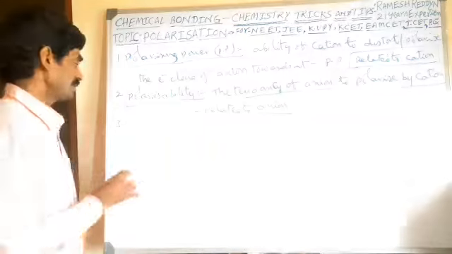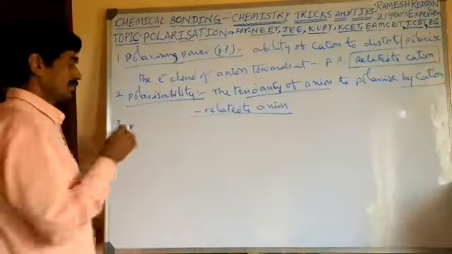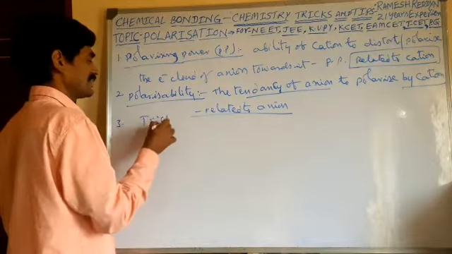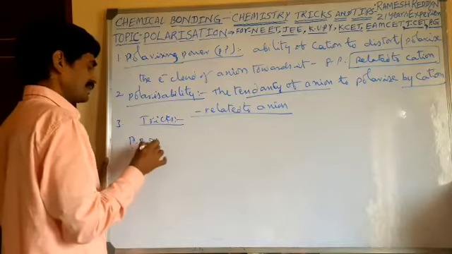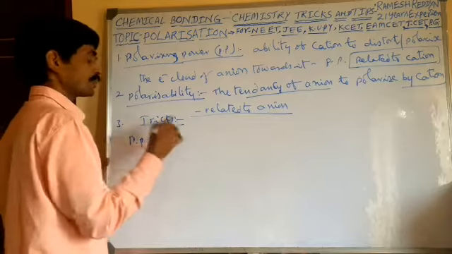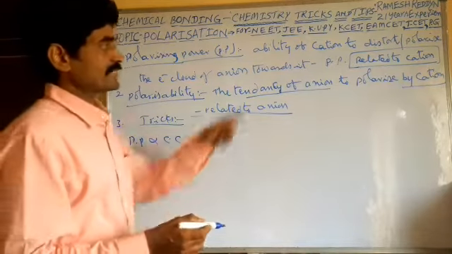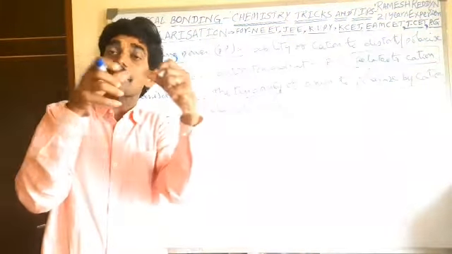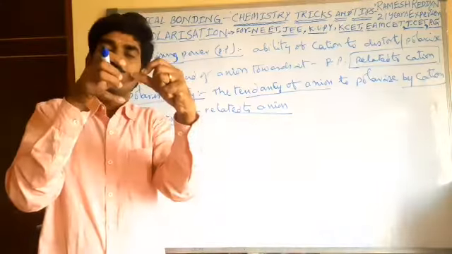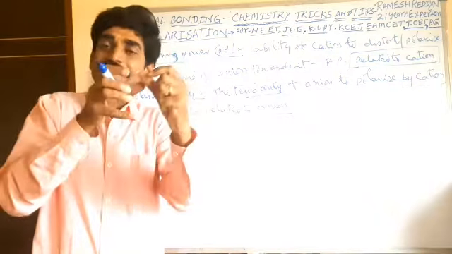Now, first I will go through the trick for answering questions related to this. Polarizing power is directly proportional to covalent character. My dear students, when this happens, some extent of sharing of electrons takes place, right?